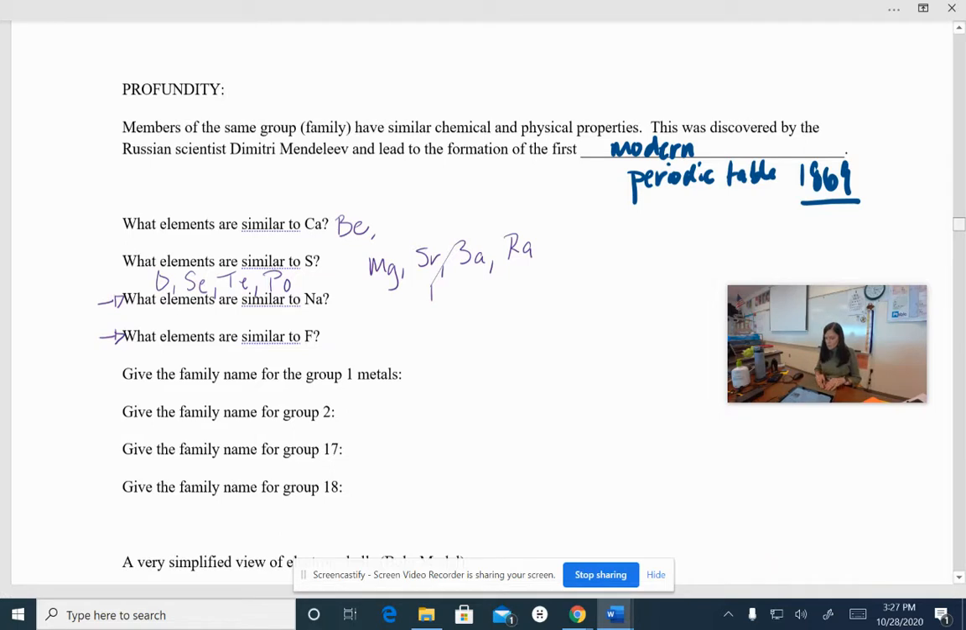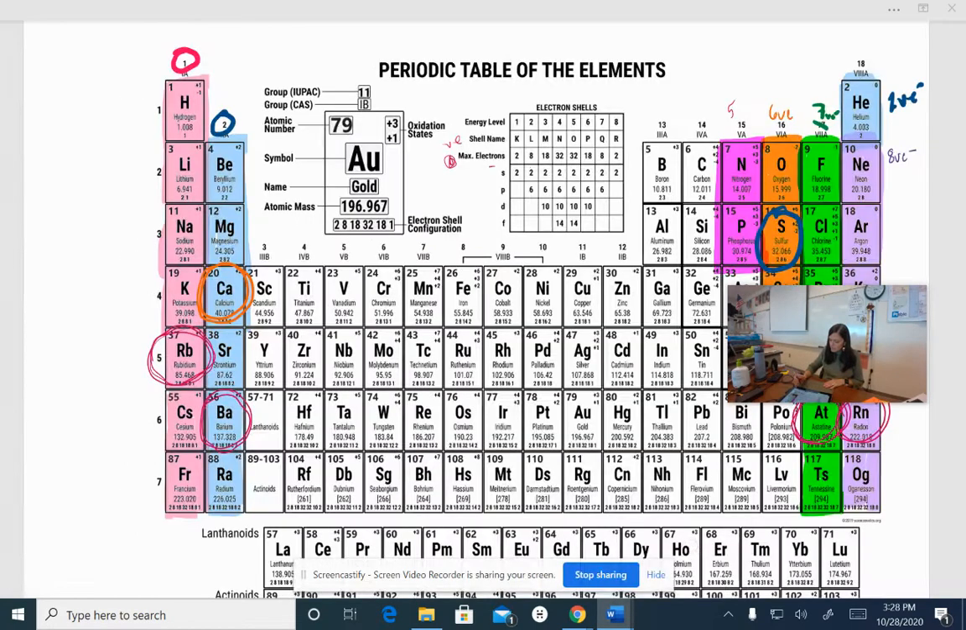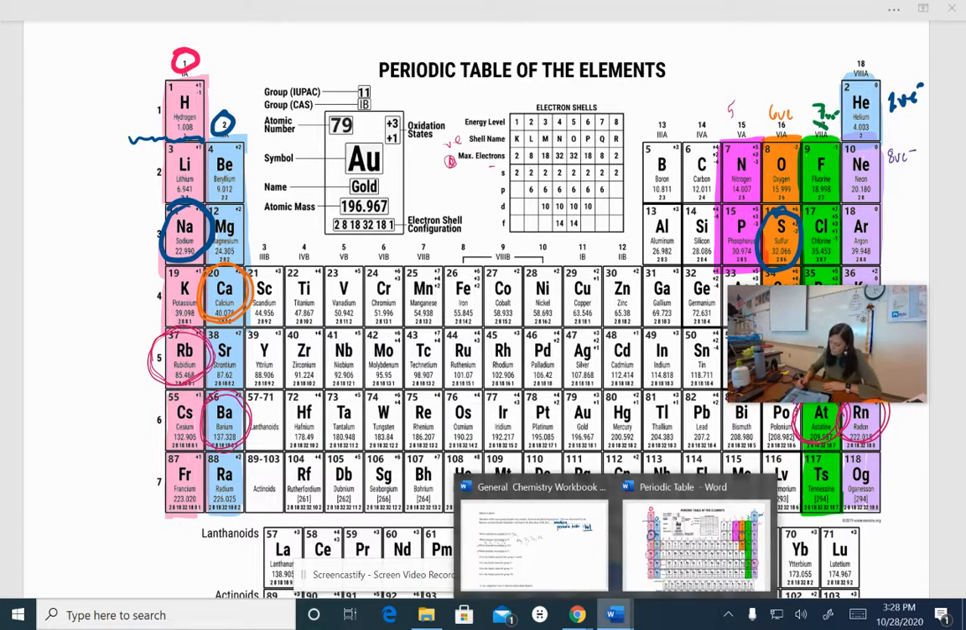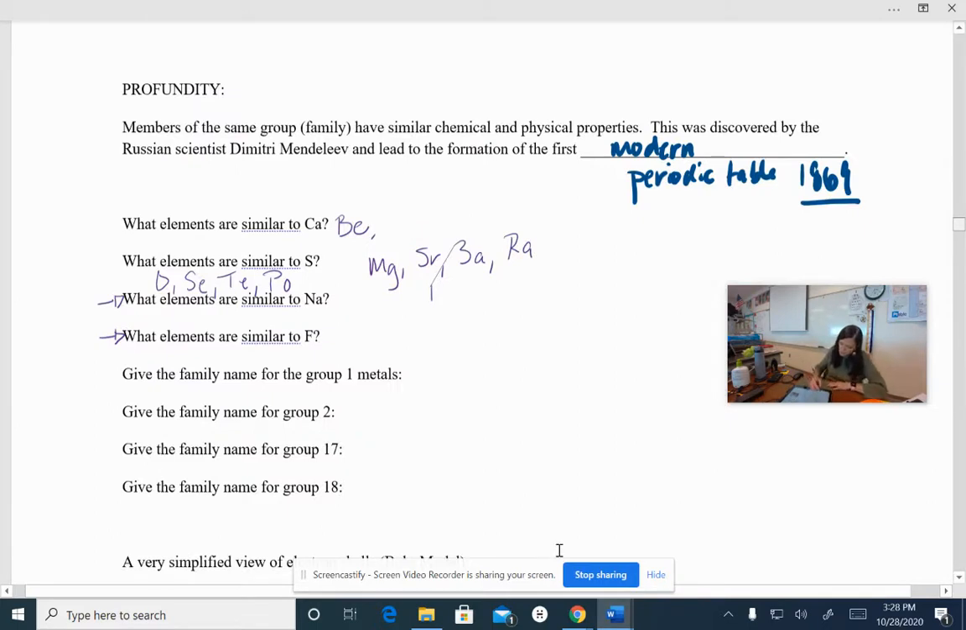So, what elements did you think were similar to sodium? Hopefully you answered all the elements in group 1 because sodium is in group 1. So if I look at my periodic table, sodium's right here. Okay? Hydrogen's kind of an odd duck though because it's a gas. So we really should just be lithium on down. So lithium, potassium, rubidium, cesium, and francium will be similar to sodium.